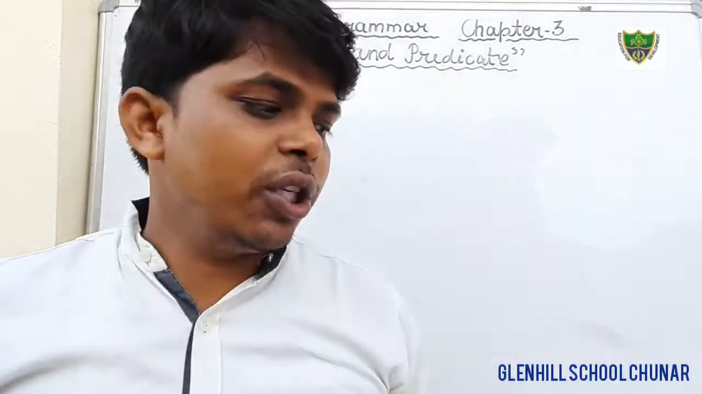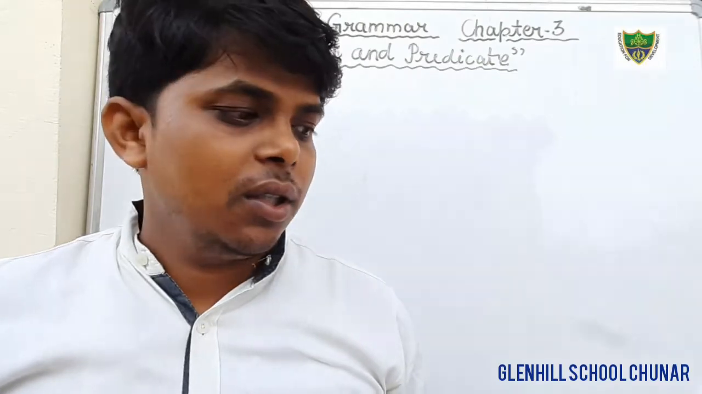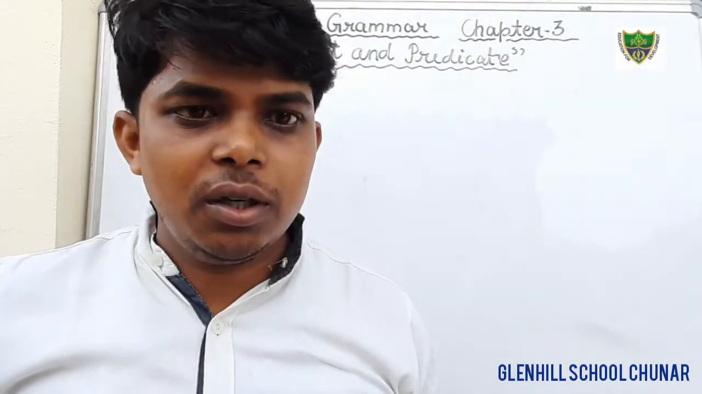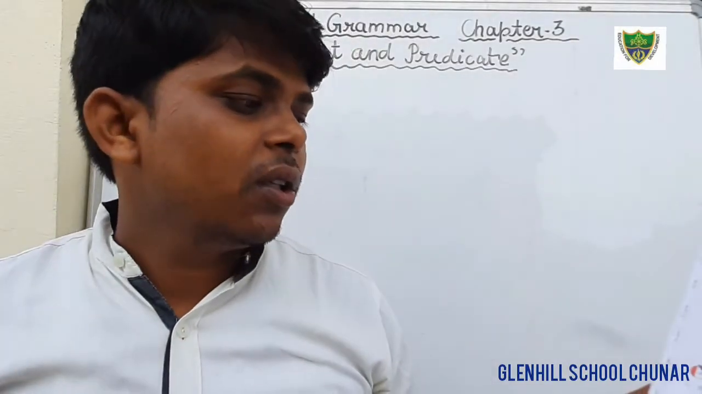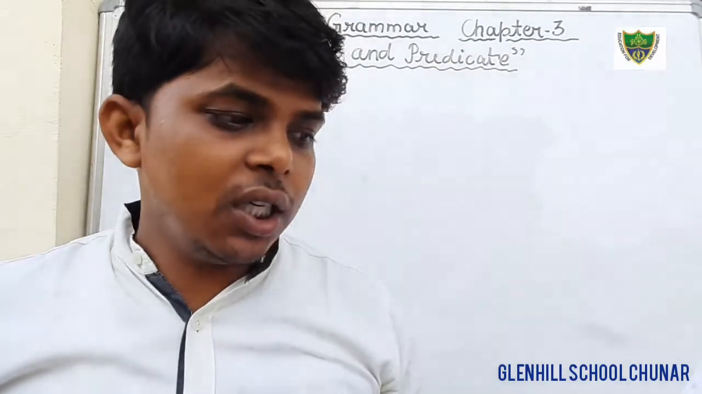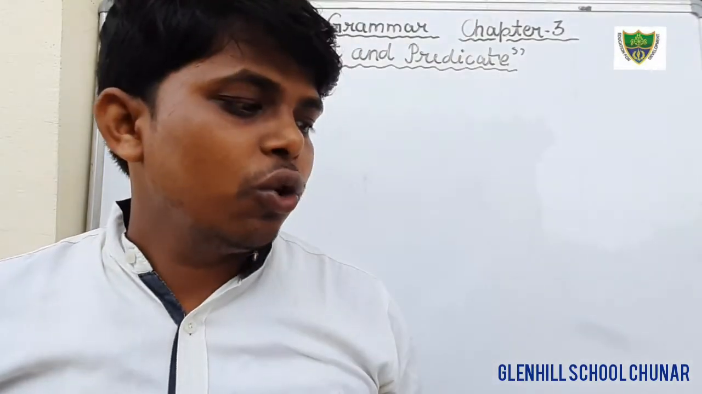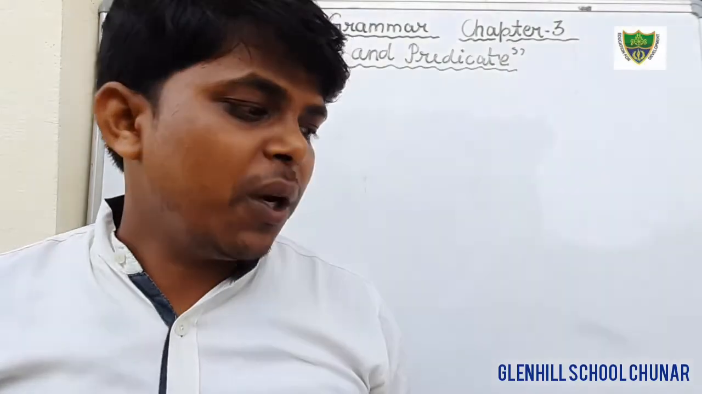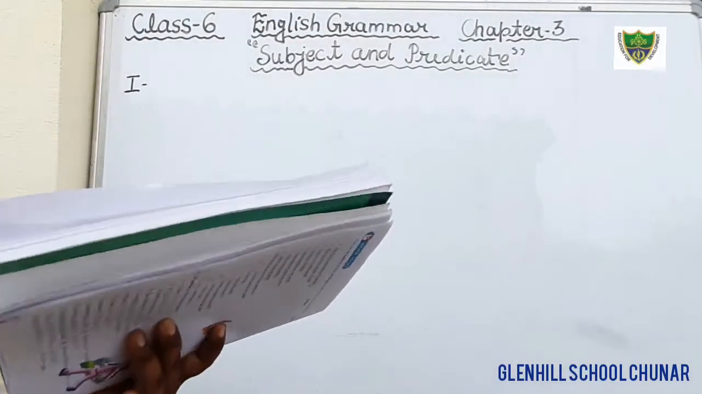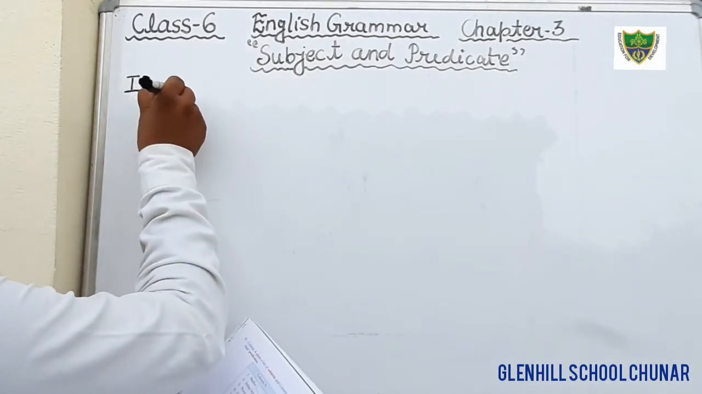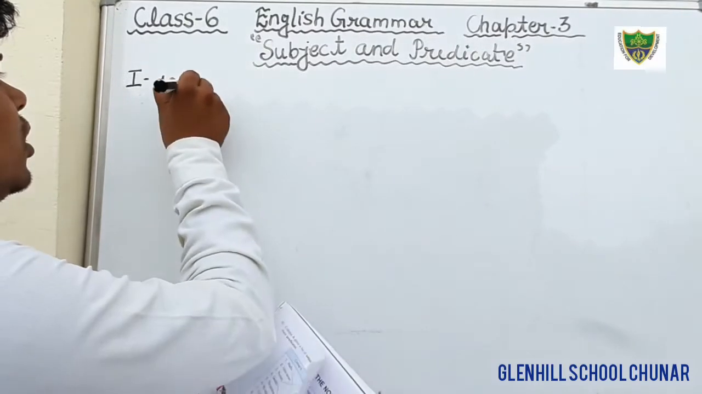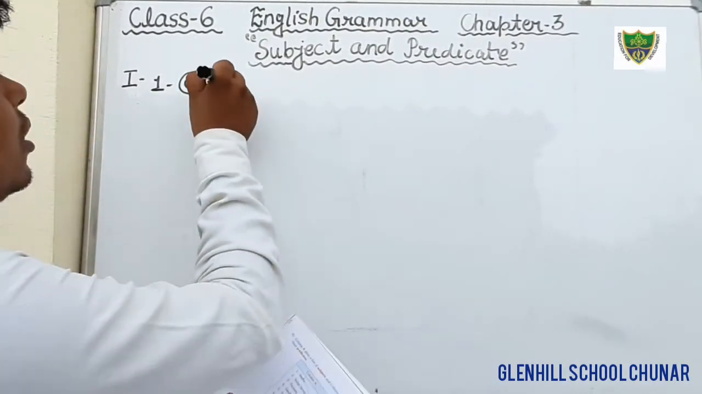So the first question is given: the nurse is giving medicine to the patient. What is the subject in this sentence? The nurse, because it denotes the name of a person. Just see here, the options are given. The nurse is giving medicine to the patient. None of these. So the first option is correct. In exercise number first, question number first, the first option. What is the first option? The nurse.